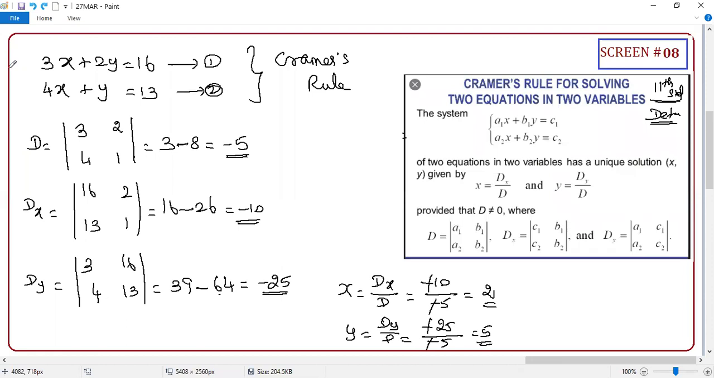Same like cross multiplication, Cramer's rule is one of the great methods. Can I have yes or no, everyone? Yes, sir. Right. Appreciate it. Good students. What is the fourth method? Sorry, fifth method. What is the fifth method? Trial and error method.